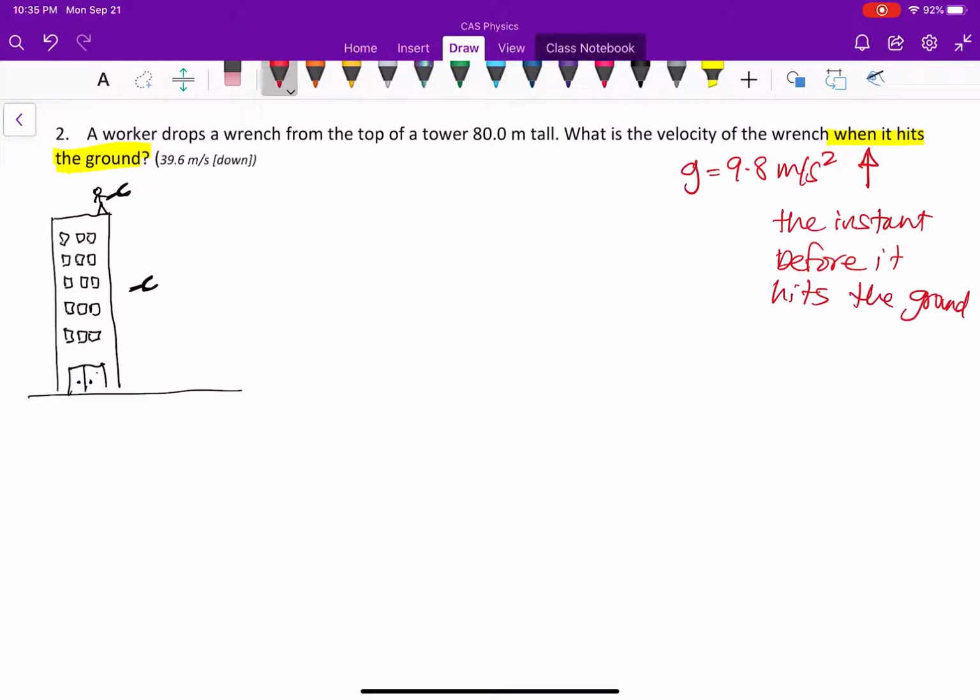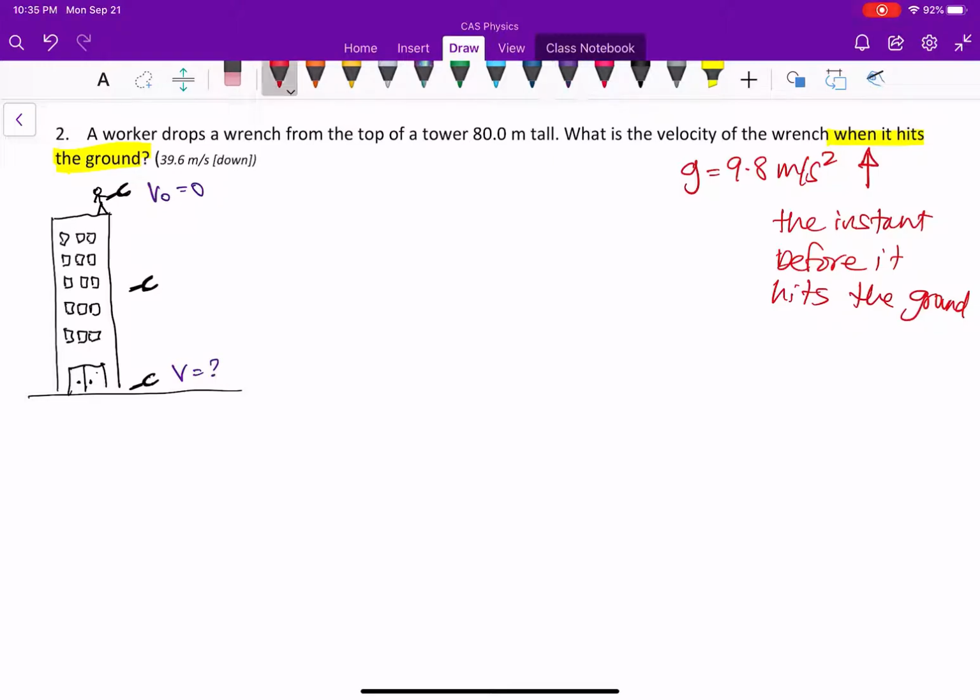So what we're saying is imagine the ground wasn't there and it's like the instant that wrench is just about to touch the ground, that's what we want. That's where the final velocity is. So its initial velocity v naught equals 0. Its final velocity is what we're asked to find.